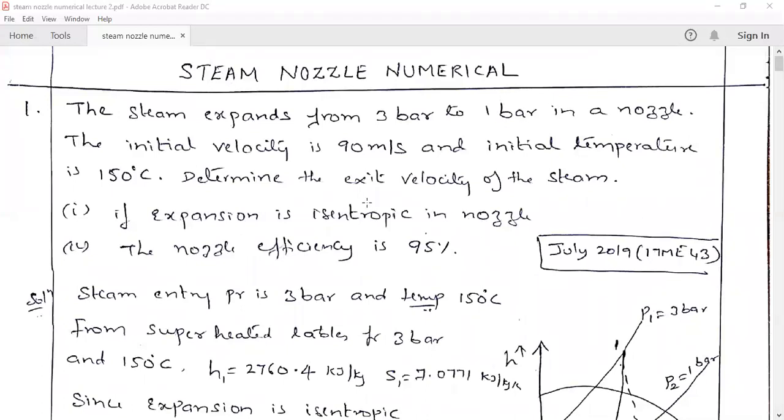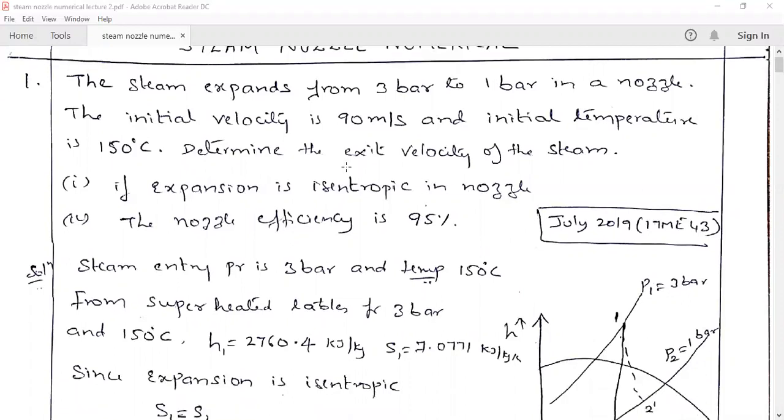Let us go to the first problem, where it says the steam expands from 3 bar to 1 bar in a nozzle. So that means steam entering the nozzle is at 3 bar and exits at 1 bar. The initial velocity of the steam is given as 90 meters per second and the temperature of the steam entering as 150 degrees centigrade. Determine the exit velocity of the steam.